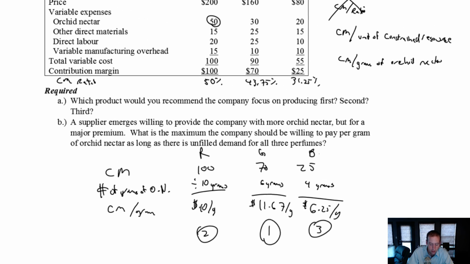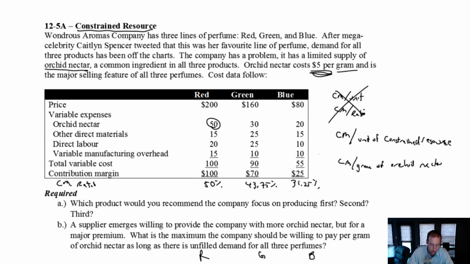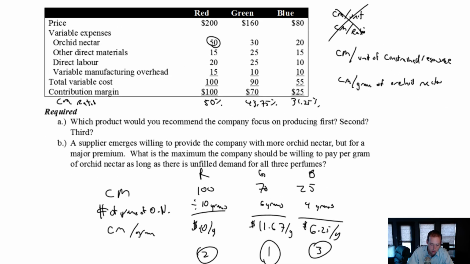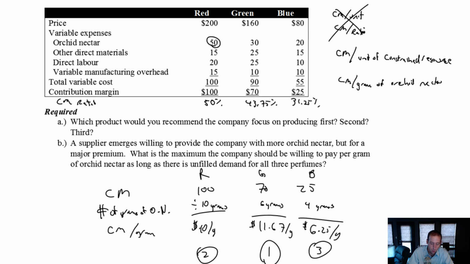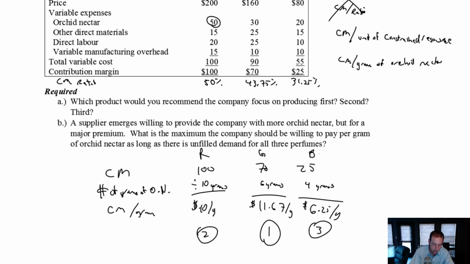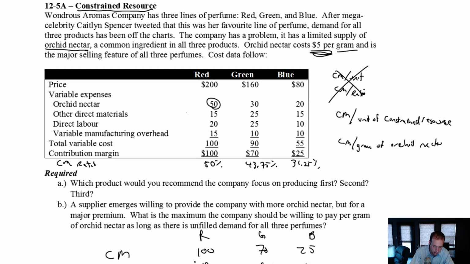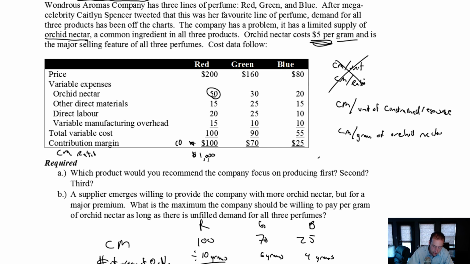We can figure this out if you say, look, we have 100 grams of orchid nectar. Okay, 100 grams. What should we make? If we made all red, with 100 grams we would be able to produce 10 bottles, right? 100 grams is 10 bottles. 10 bottles times the contribution margin would give us $1,000.